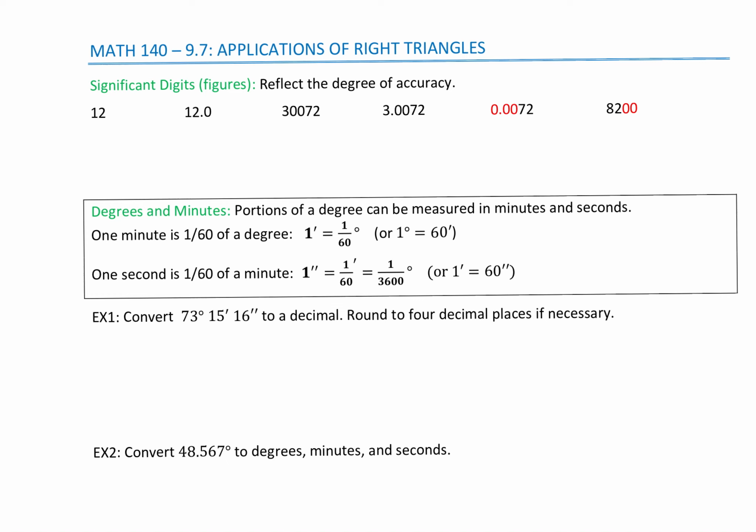In 9.7, we're going to look at applications of right triangles, but first we want to look at a few topics before we get into our application and solving problems with right triangles. The first thing is significant digits or significant figures, which you may be familiar with.